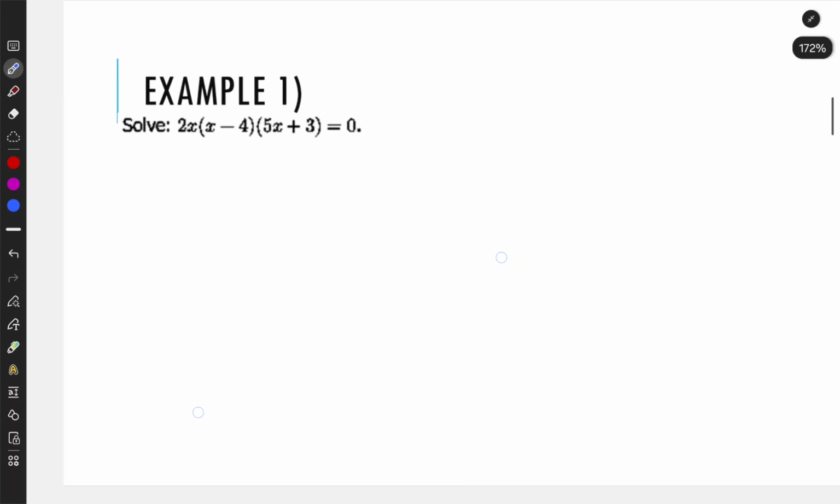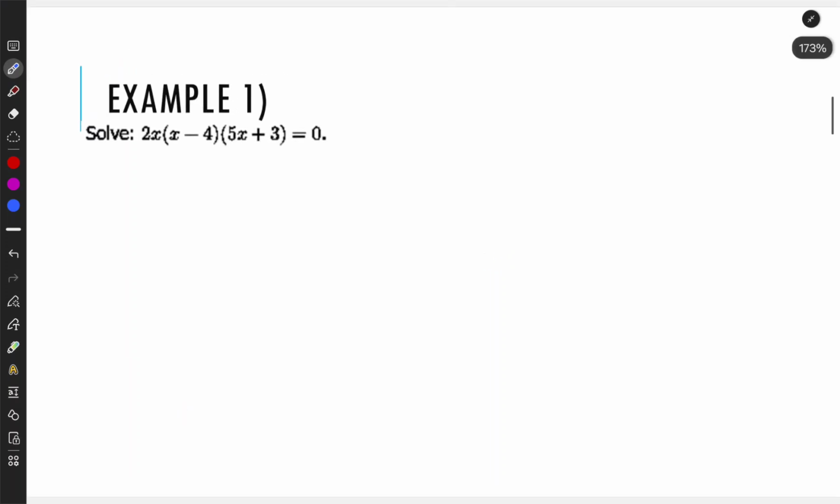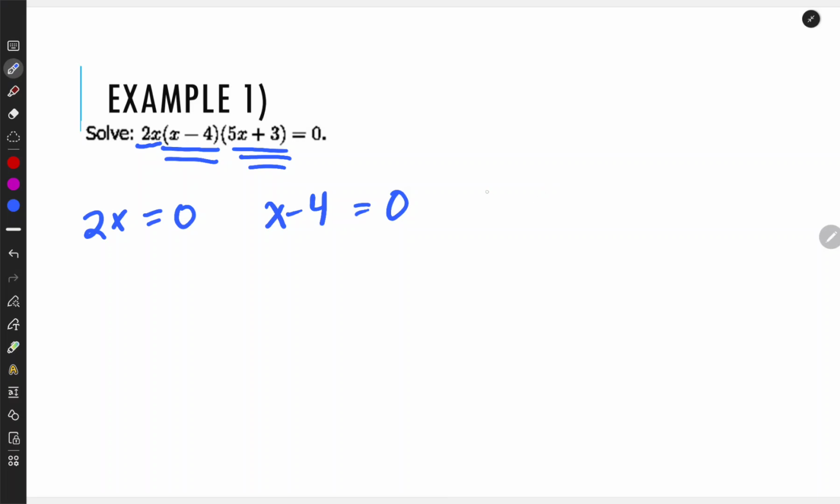Looking at the first example, we have 2x times x minus 4 times 5x plus 3 equals 0. Notice that in between each one I said times. That's because this is a factor, this is a factor, and this is a factor. So to solve this, we're going to take each factor and set it equal to 0. So we have 2x equals 0, we have x minus 4 equals 0, and we have 5x plus 3 equals 0. Now, once you've done that, you've taken something that seemed like a big problem to solve and turned it into a fairly easy problem.